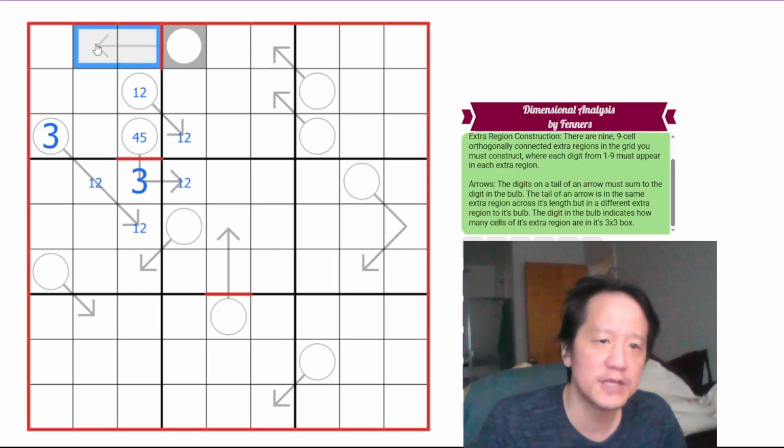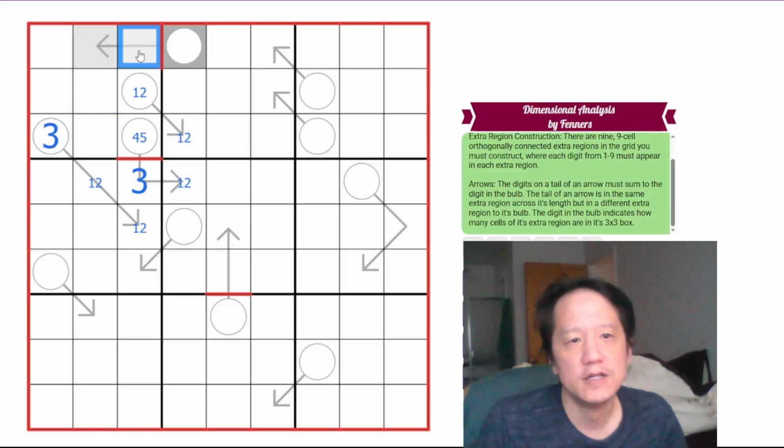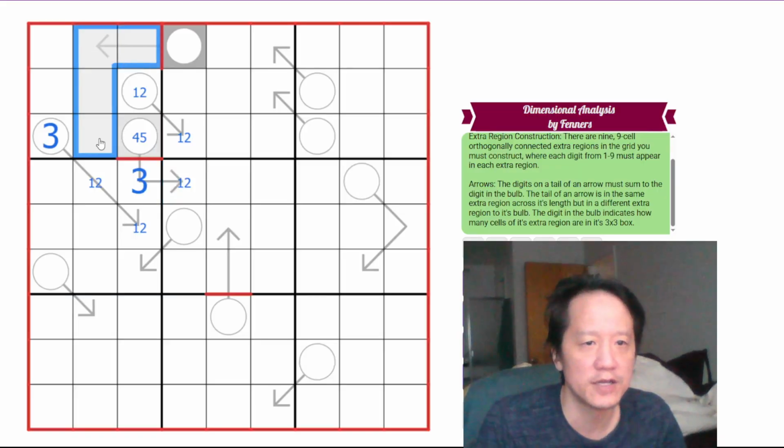Well, can this ever be part of this region? To connect with it, it cannot. So it would have to basically connect this way, right? So this actually has to go like that. And therefore, this has to be 5, because otherwise, there's no other way to connect with the circle. And these always add up to 9.